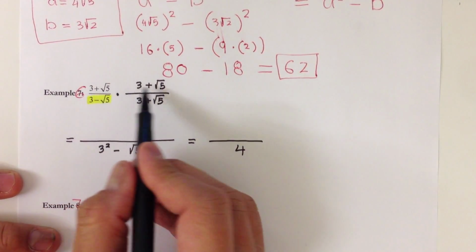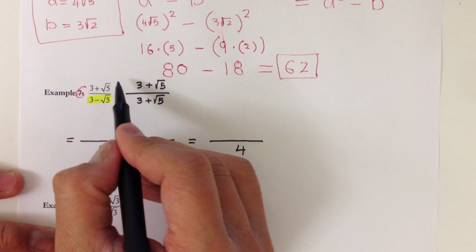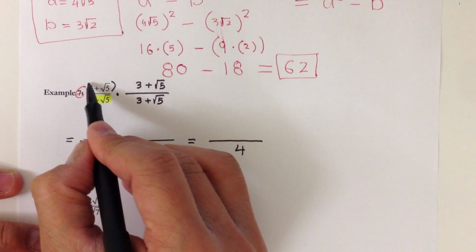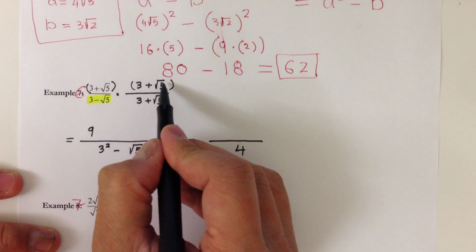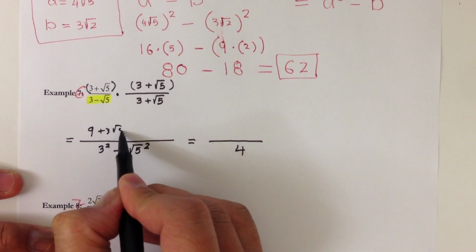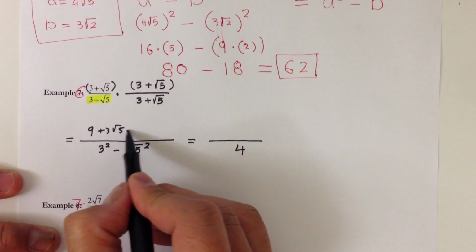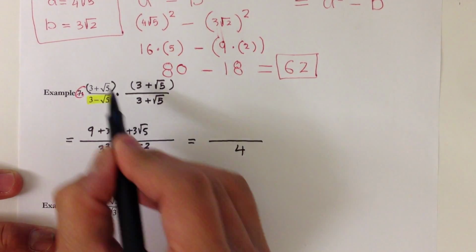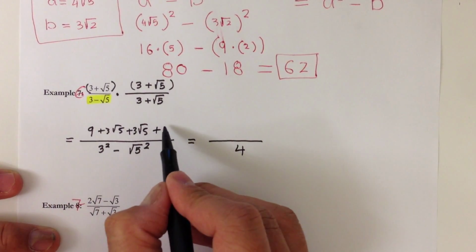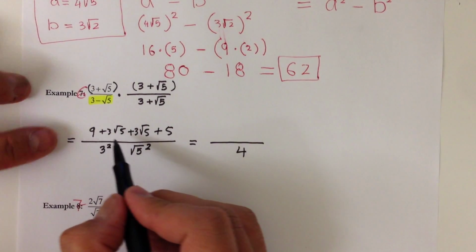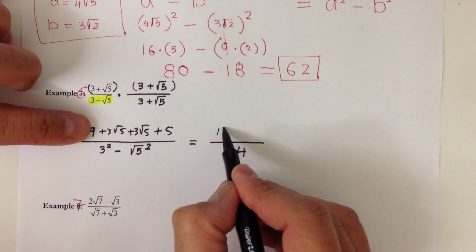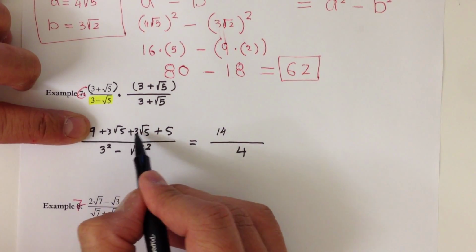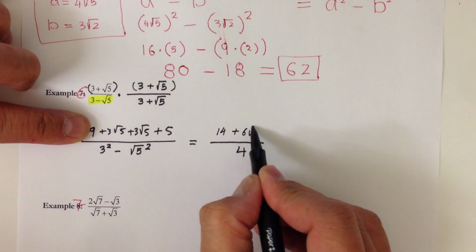Unfortunately, in the numerator I do have to work hard, so I have to FOIL here. 3 times 3 is 9. 3 times rad 5 is 3 rad 5. Rad 5 times 3 is 3 rad 5. Rad 5 times rad 5 is 5. Now I'm going to combine the terms. 9 plus 5 is 14. 3 rad 5 plus 3 rad 5 gives me 6 rad 5.